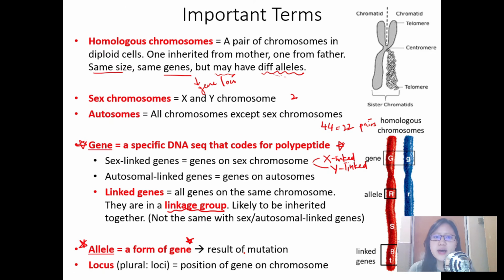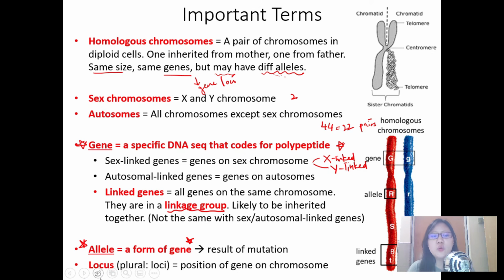Now, as you know, an allele could be just one base different. It could be just a few bases different from each other, and that makes a different allele. Just a few amino acids here and there would make a different allele, and it's a result of mutation at those certain points only.